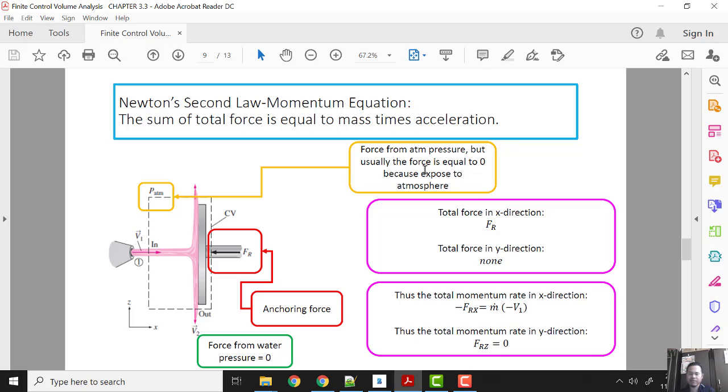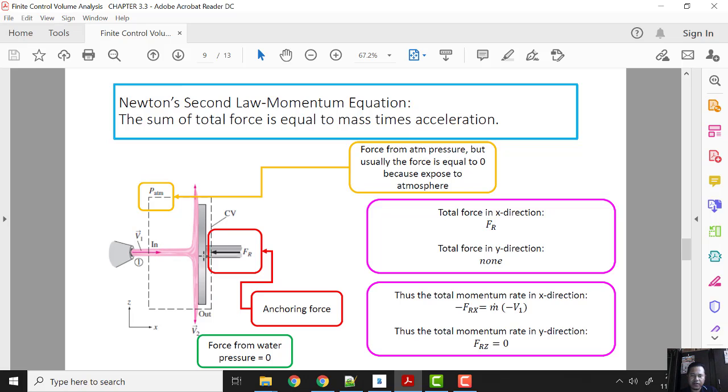Here we don't have any pipe, since it's only a water jet, not a pipe. So it doesn't have an anchoring force that holds the water jet, since we cannot hold water, we cannot touch water. So the anchoring force here is equal to 0, and there is no anchoring force here.